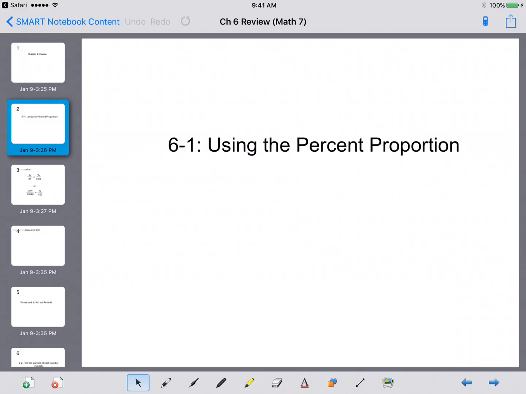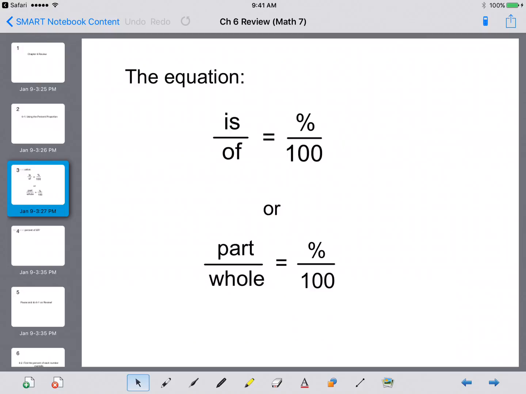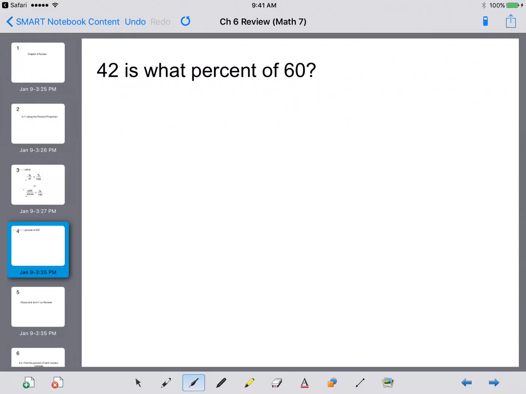And some things to remember here are the equation is over of equals percent over 100. Or part over whole equals percent over 100. Is over of and part over whole. Percent over 100 is the same in both. One of those things you're going to be missing, and then you cross multiply and divide.